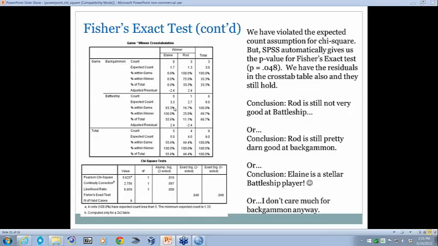Rod's still not very good at Battleship. Nope, he's not. Or Rod's pretty darn good at backgammon. Yeah. And I'm a stellar Battleship player. We could also conclude that I don't care much for backgammon anyway, because I'm a poor sport. So there's Fisher's exact test.